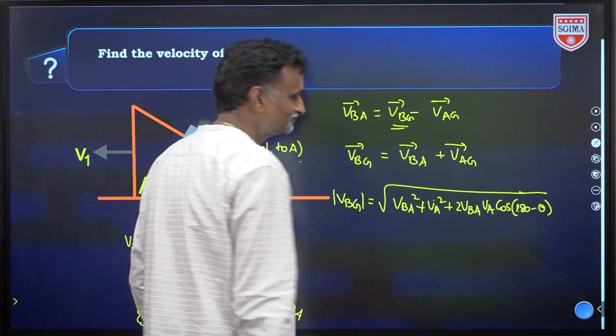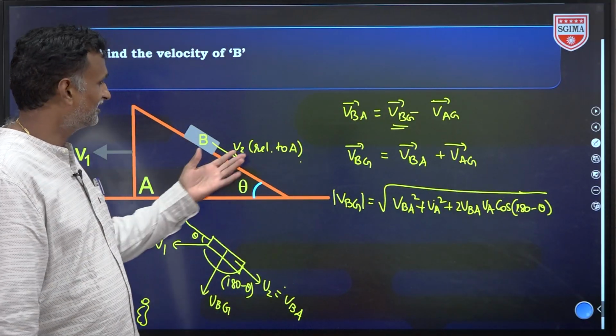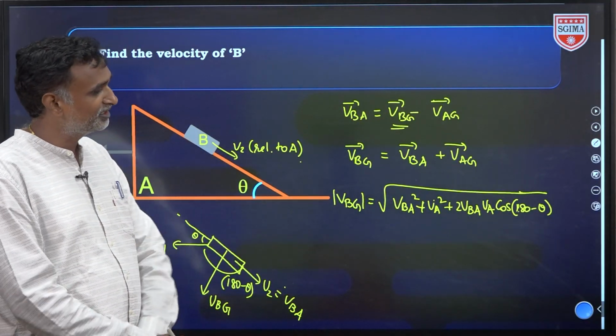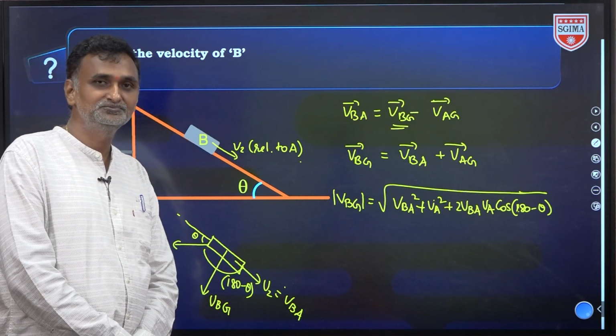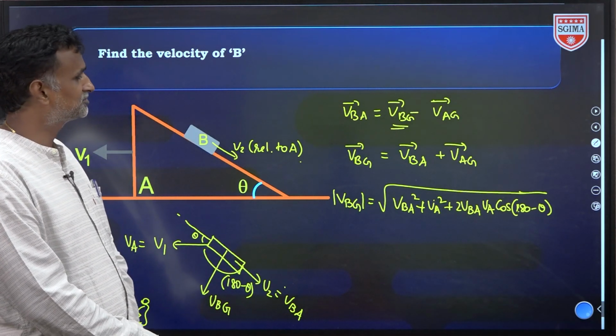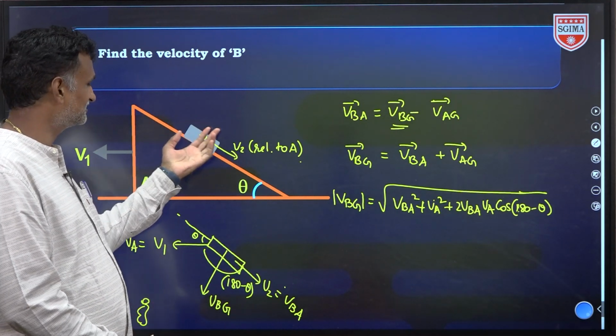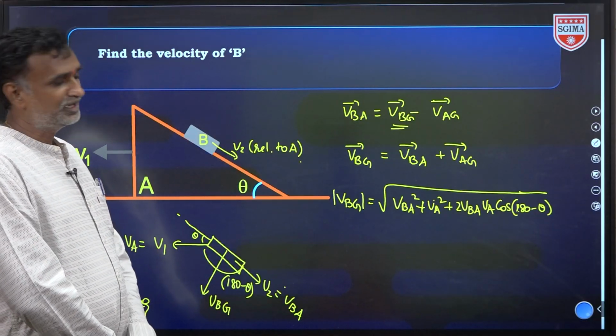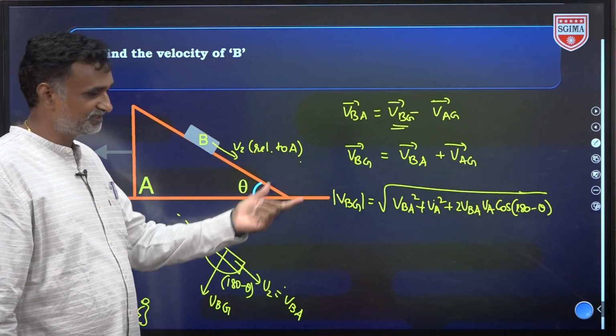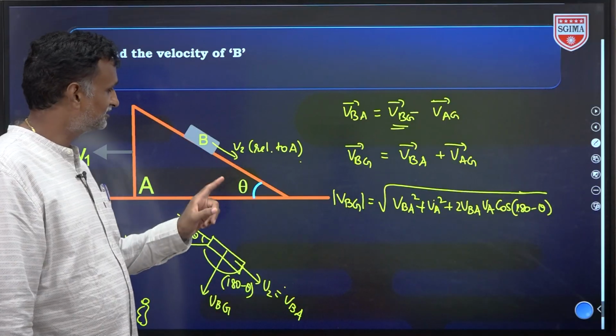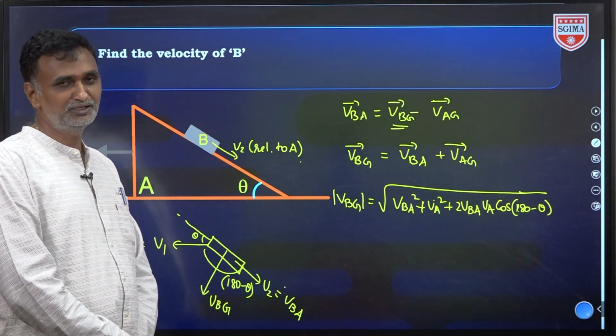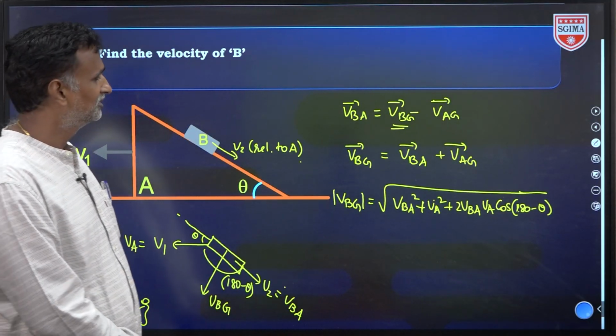This is the answer. If they give velocities V1 and V2, we can put them in this and we will get the answer, right. So this is the way we can solve for the velocity of B with respect to the ground. And with respect to the wedge, we have already seen in the previous case, we can take its components perpendicular to this direction and we will get the answer. Okay? So, next.